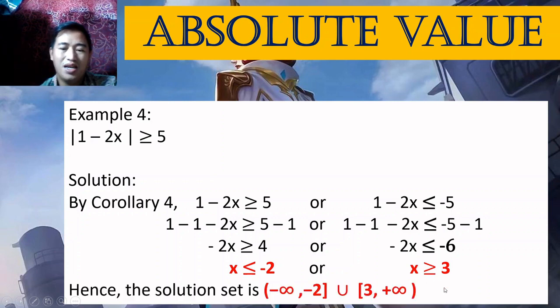So the solution set is this. These are the numbers less than or equal to negative 2: negative 3, negative 4, negative 5. And the other x values are greater than or equal to 3, so 3, 4, 5, 6, 7. Since there is an equal sign, we use brackets.